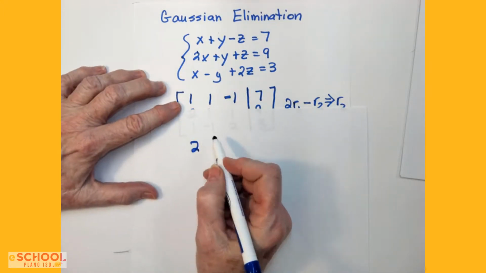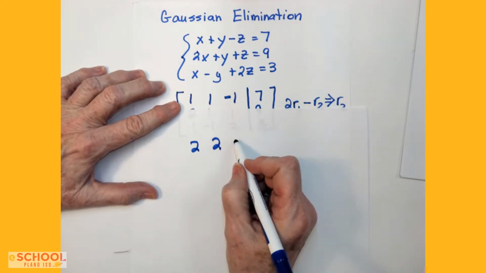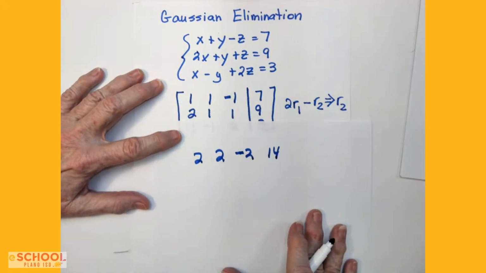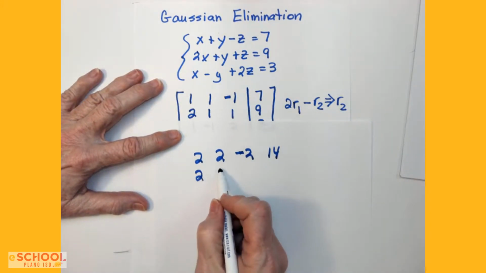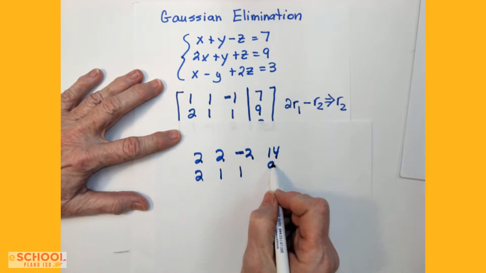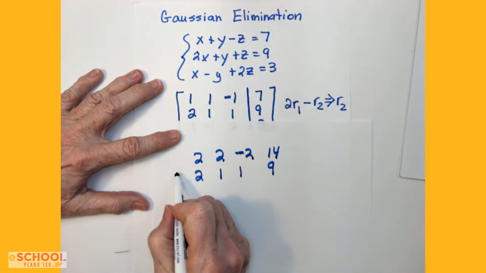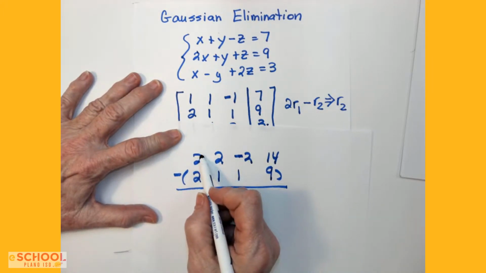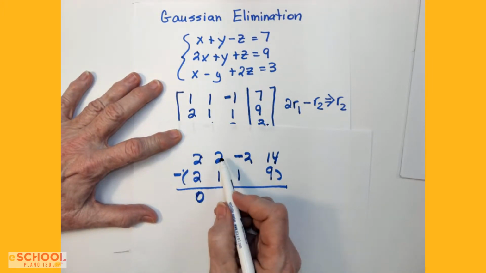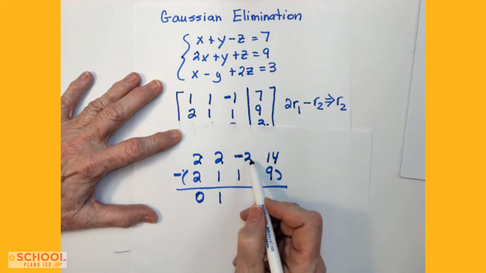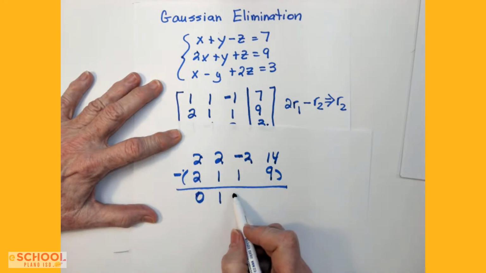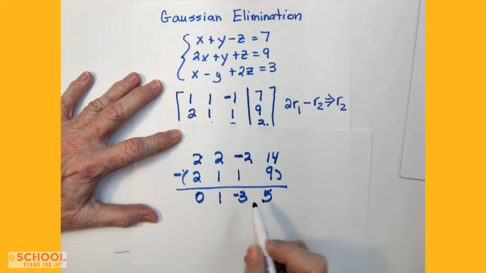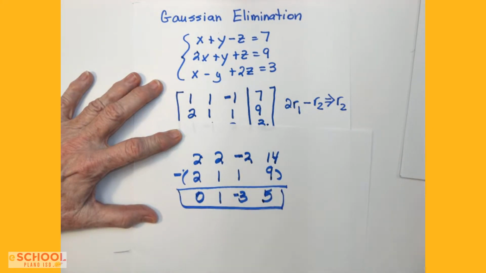2 times 1 is 2, 2, negative 2, 14. Row 2 is 2, 1, 1, 9. And I'm going to subtract to get my new row. So 2 minus 2 is 0. 2 minus 1 is 1. Negative 2 minus 1 is negative 3. 14 minus 9 is 5. So this becomes our new row 2.